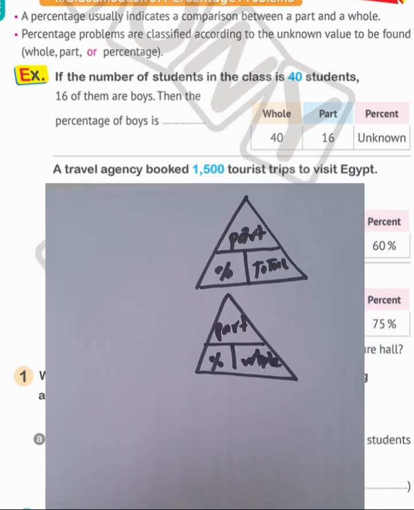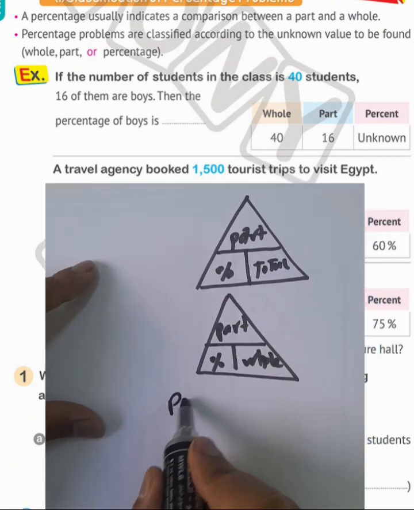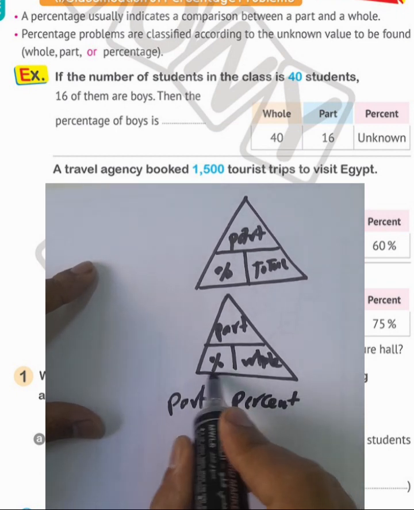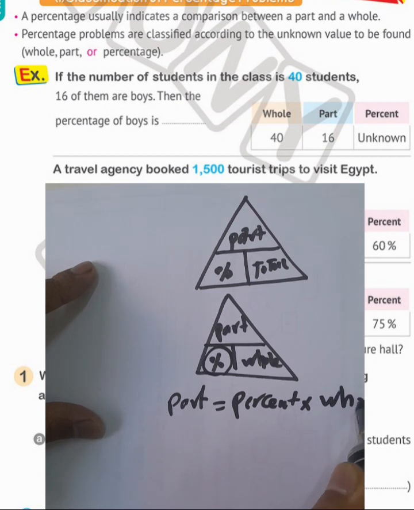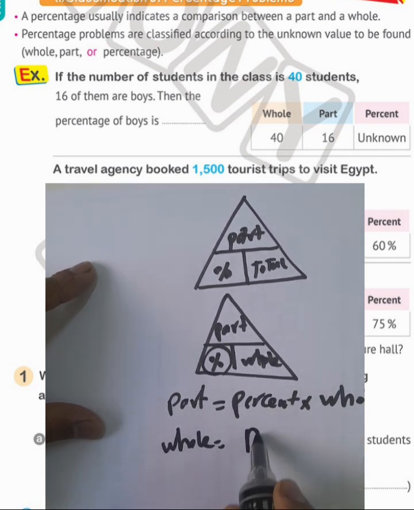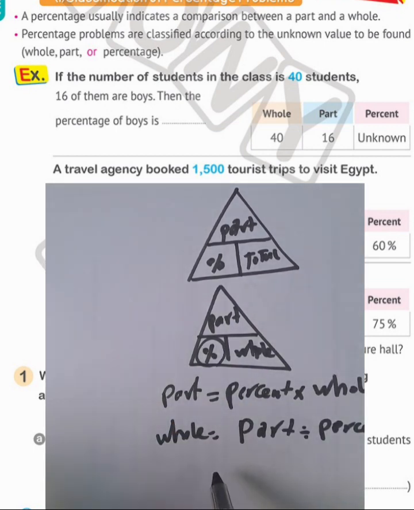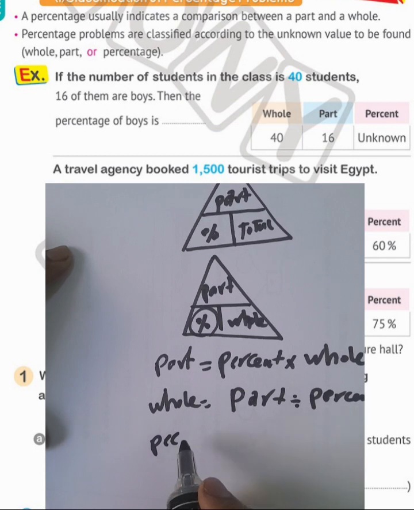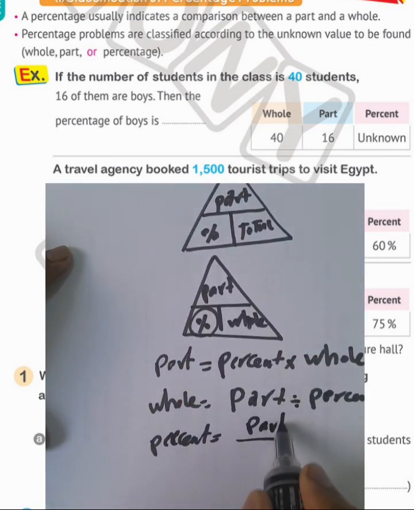Look here again. If you want to find the part, you write the percent multiplied by the whole number. And what about the whole number? If you want the whole number, you must write the part divided by the percent. And what about the percent? If you want to find the percent, you must divide the part by the whole.